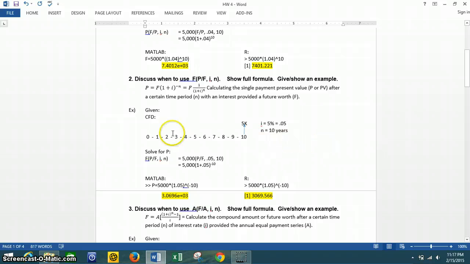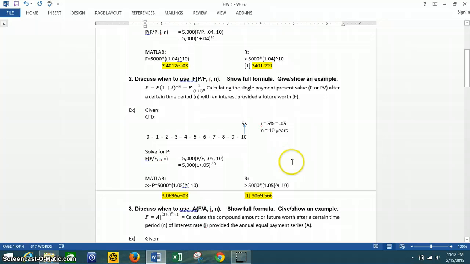So much like the CFD for the other problem, we have 10 years, but in the 10th year, we're given the future value as $5,000, and we need to calculate the present worth, or what it would have been worth initially, given an interest rate of 0.05 or 5% and n as 10 years. So we use the formula listed above, type in the nomenclature for that formula, and then substitute the numbers that we've been provided, and calculate it using MATLAB or R, or a simple calculator would do.